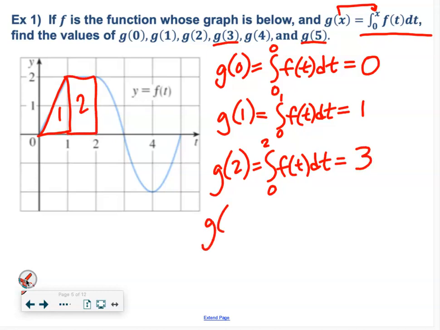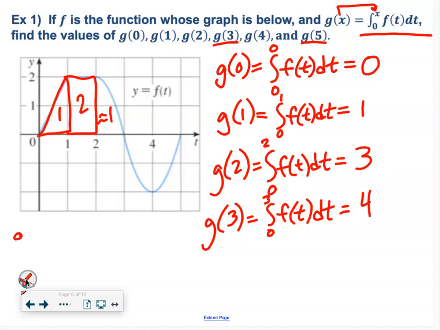All right. G of 3 is the integral from 0 to 3. So this estimate right here, we know it's a little bit more than 1. If you used 1-ish, that's okay. If you wanted to go like 1.5 or 1.3, any of those would be fine. What did you guys use? 1? 1.5? All right, we'll call it 1. So then G of 3 would be around 4.